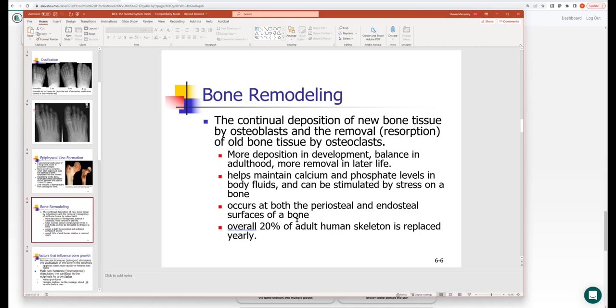And just a couple words, right? That there's constant remodeling going on in your bones throughout your lifetime. Here in my slide, I say that 20% of the skeleton is replaced every year. Lawson textbook said 5 to 10%. I don't know that either number is perfect. Just know that the skeleton is constantly being replaced and modified as we age.